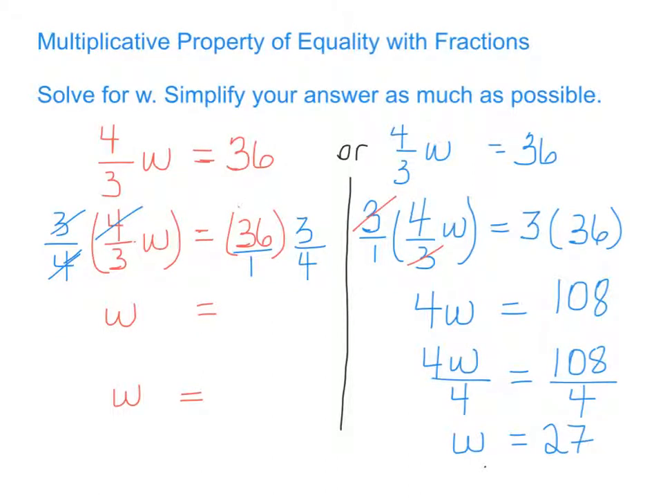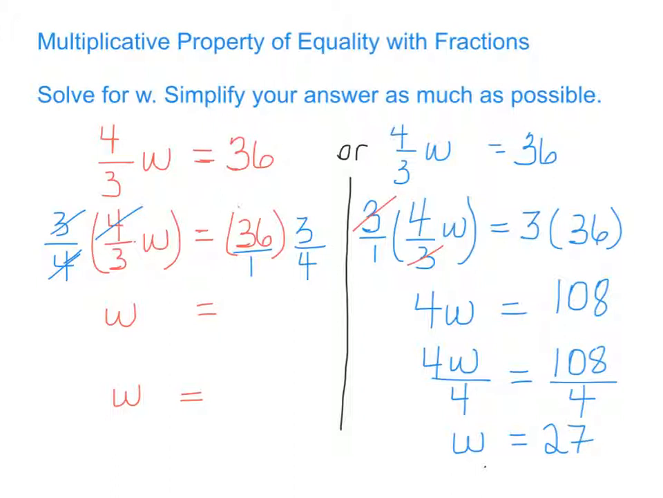For this topic is multiplicative property of equalities with fractions. We want to solve this problem for w and simplify your answer as much as possible. Here I have given you two possible ways that you can approach this particular equation. Let's look at the first equation on the left in red. The original problem is 4/3 w is equal to 36.